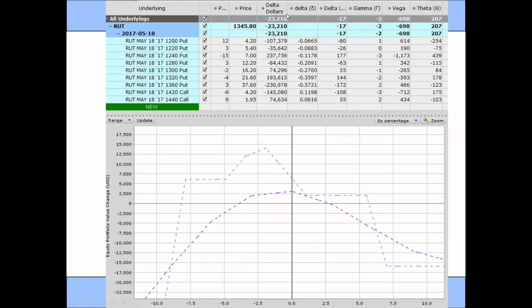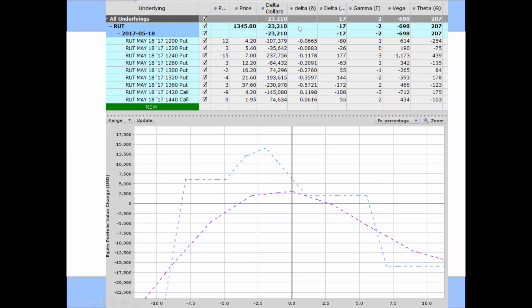And also a bit of negative delta. So we've got 3 positions with negative delta. Overall, we've got negative delta. So even though the 3 positions individually are fine, having that negative delta, maybe we want to add a position in a different underlying, or even something in the Russell, like a bull put spread that gives us a little bit of positive delta, maybe gets us a little bit more neutral.